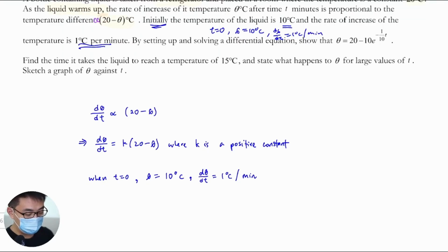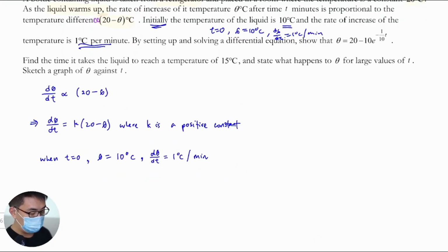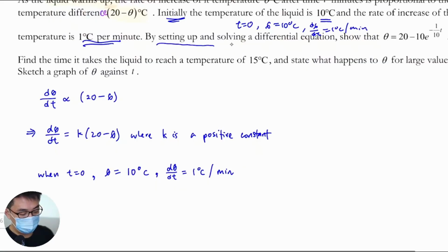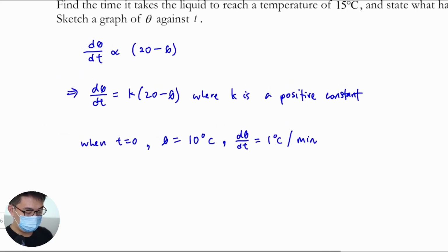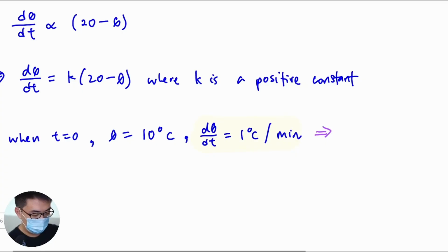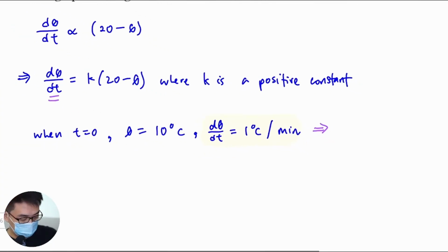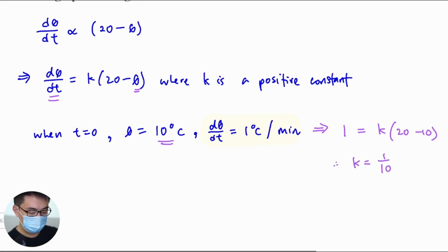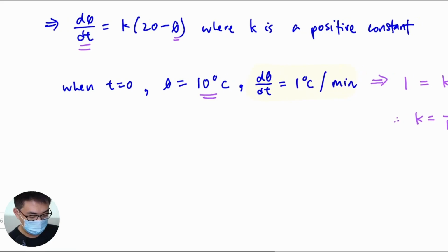Solve the DE and show the equation. Okay, solve by setting up a DE and solving it, showing that theta is this. Remember, you can actually substitute here, guys. Start with this one inside this equation here, so this will be 1 equals k, then substitute 10 degrees: 20 minus 10. Okay, so this is your integral here.